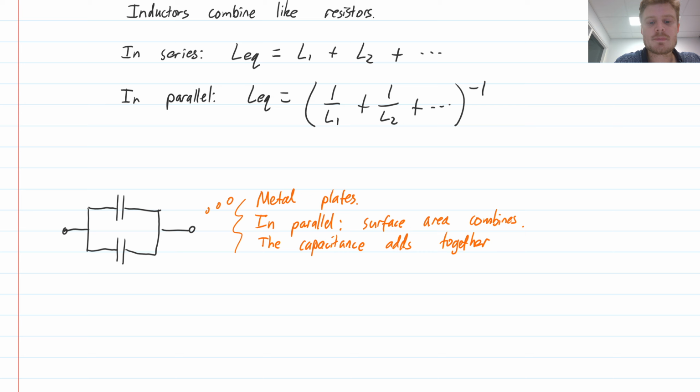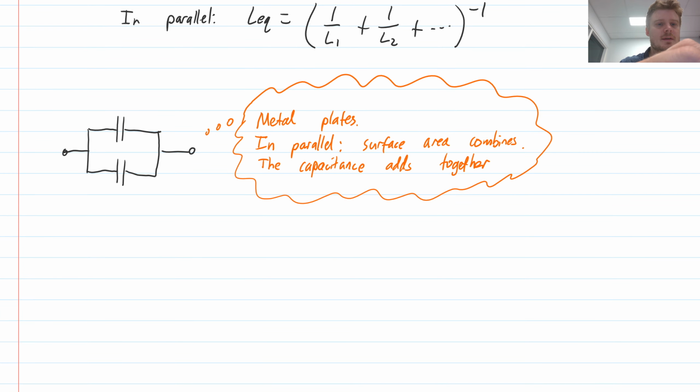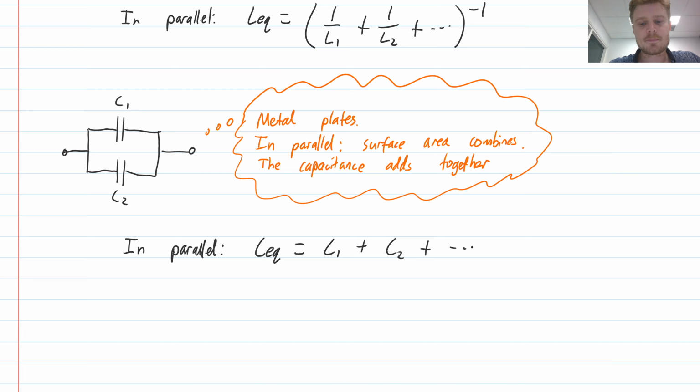Okay, this is the opposite to inductors, and it's the opposite to resistors. So in parallel, our equivalent capacitance is C1 plus C2 plus, if there's multiple. So that's C1, C2. These are the different capacitors in my parallel network.